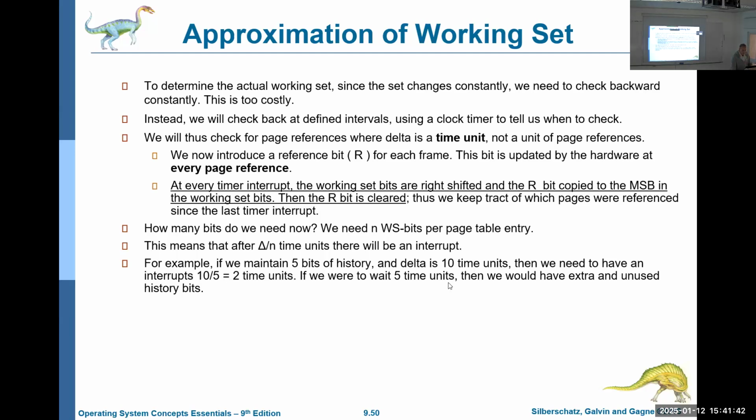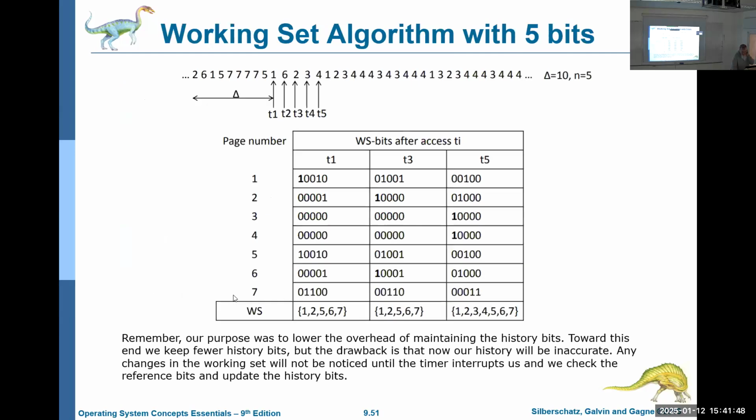If we wait 5 time units, then we would have extra and unused history bits. I'll explain. Look at this scenario. It's basically like the previous one, except this is a 1 here. There's also a 1 here. Why is there a 1 here and a 1 here? Because at time 1, I look back 2, at 5 and 1.